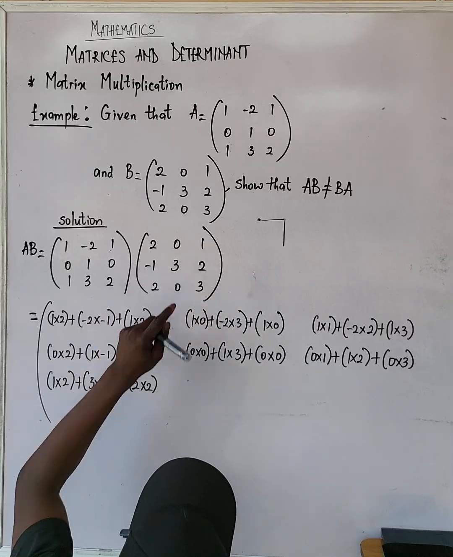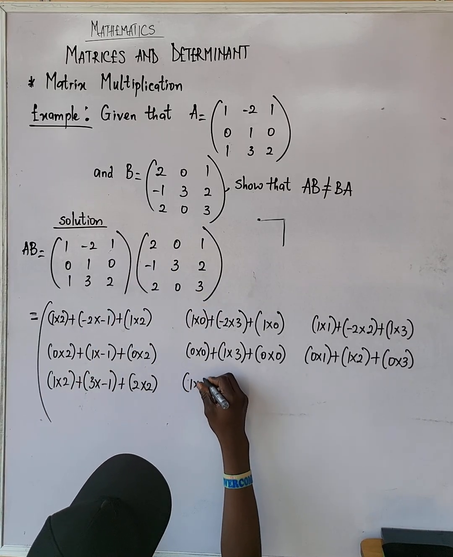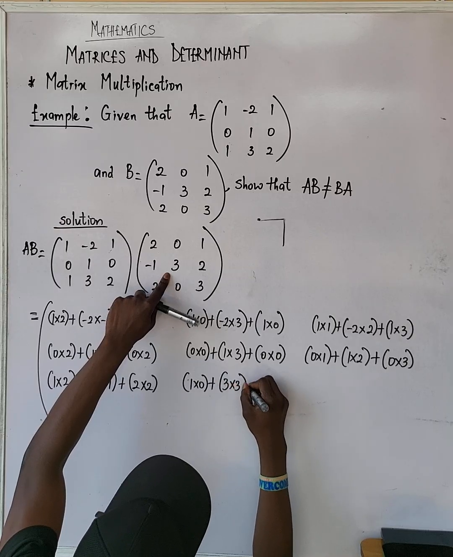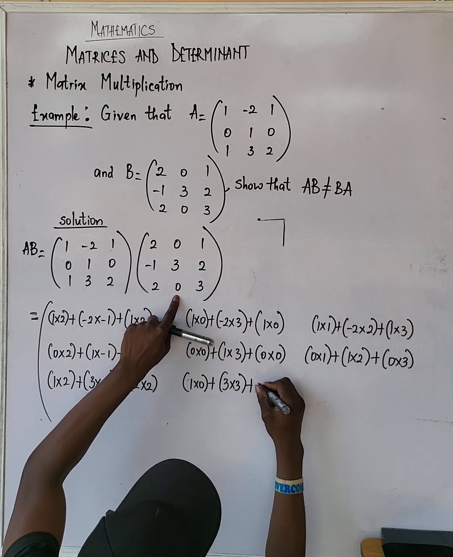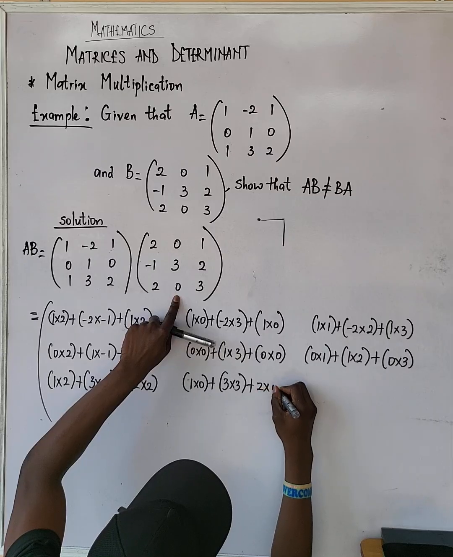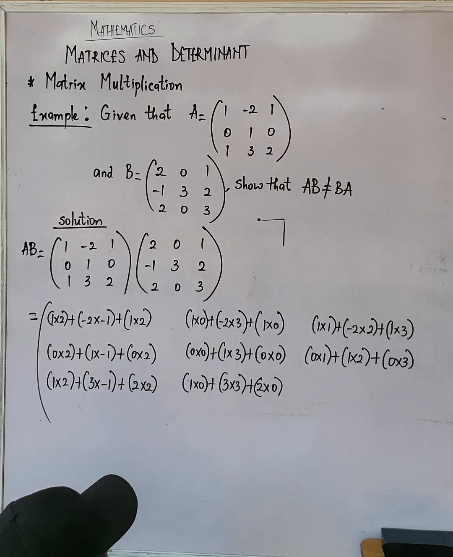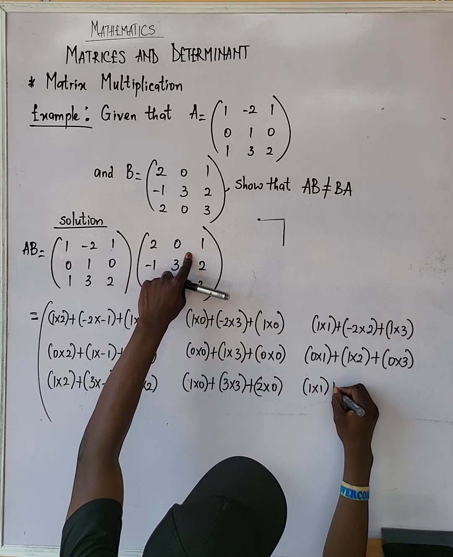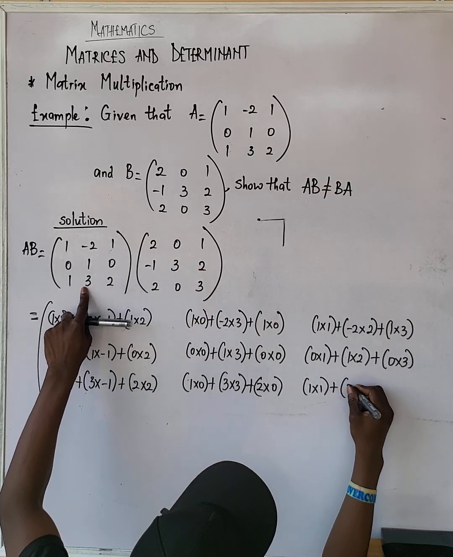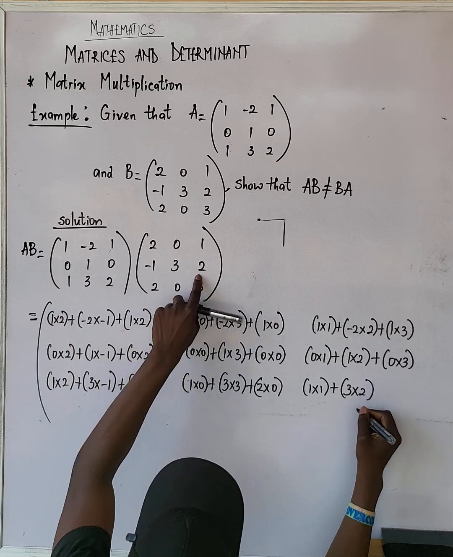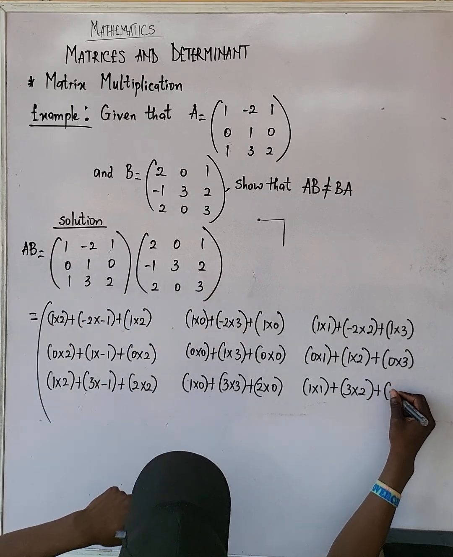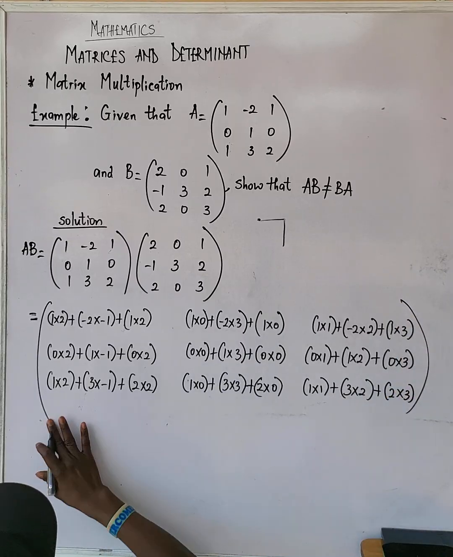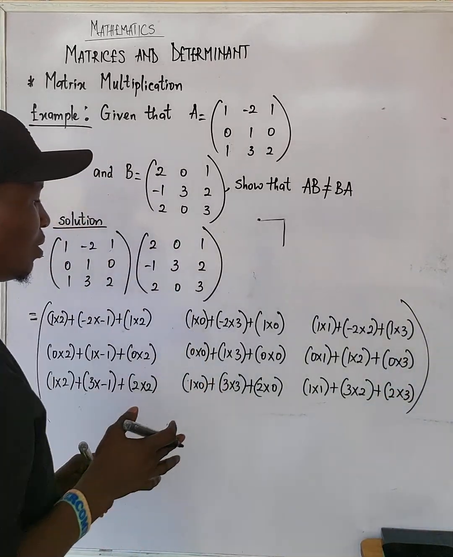So let's go. 1 multiplied by 0 plus 3 multiplied by 3 plus 2 multiplied by 0. So for the last one, 1 multiplied by 1 plus 3 multiplied by 2, right? Then plus 2 multiplied by 3. So this is how you do it.